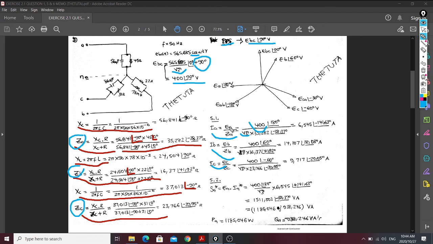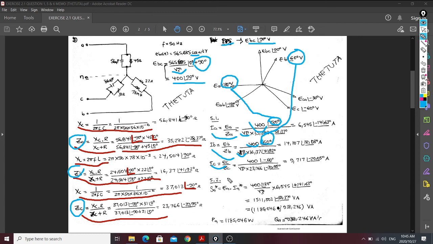But what is the angle of EA? EA is 180. How do we know it? We go into the phase sequence, and you can see the voltage EA is 180. That's the angle of the voltage EA. When you come to IB as well, you take the given voltage, which is a line voltage, and change it to a phase, because you need a phase voltage. Then you go to the phasor diagram, your phase sequence, take the angle of EB, and substitute it there. You do the same for C, you do the same for everything.